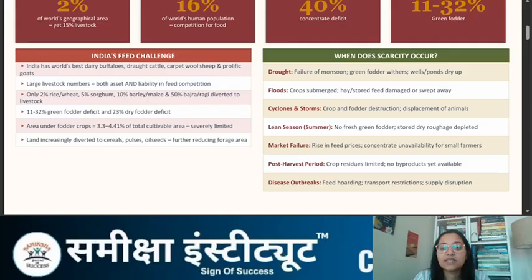Then in the post-harvest period, crop residues are limited, and there are no byproducts available for the animals. During disease outbreaks also, as in the case of lumpy skin disease, there will be feed hoarding, transport restrictions, and quarantine. So there are supply disruptions and supply shocks. These make our country vulnerable to scarcity conditions.